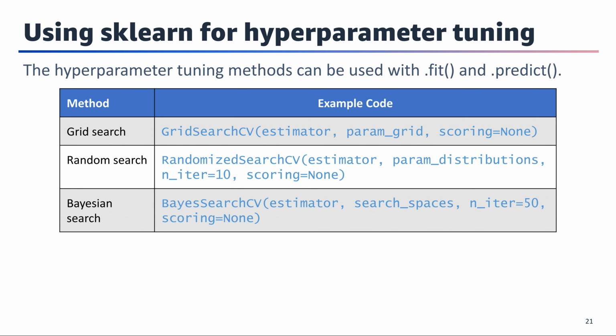The randomized search function is used for this, taking an estimator, the parameter distributions, the number of iterations, and optionally a scoring metric. The third method is Bayesian search, which uses a Bayesian optimization approach to intelligently search the hyperparameter space. The Bayes search function is used, taking an estimator, the search spaces for the hyperparameters, the number of iterations, and optionally a scoring metric. These methods provide different approaches to hyperparameter tuning, with grid search being an exhaustive search, random search being a randomized approach, and Bayesian search using a more intelligent and efficient optimization technique. The choice of method depends on the complexity of the problem, the number of hyperparameters, and the available computational resources.